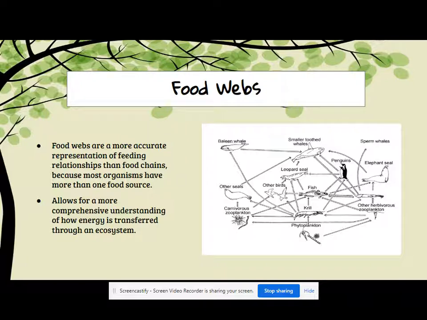And every animal that the arrow hops through, you lose most of the energy in the previous level. That's why orca whales in an ocean ecosystem are always in such small numbers, because they get diminishing returns of energy from their food.